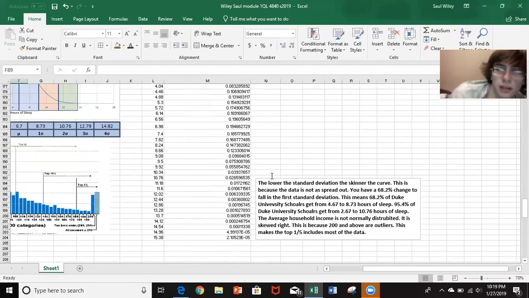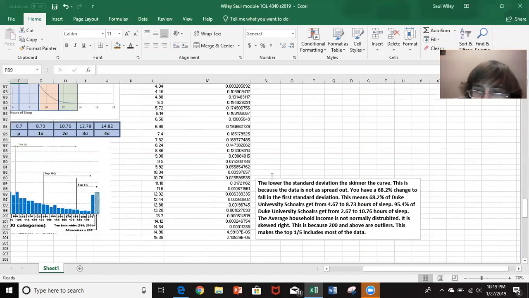The lower the standard deviation, the skinnier the curve. This is because the data is not spread out. You have a 68.2% chance to fall in the first standard deviation.